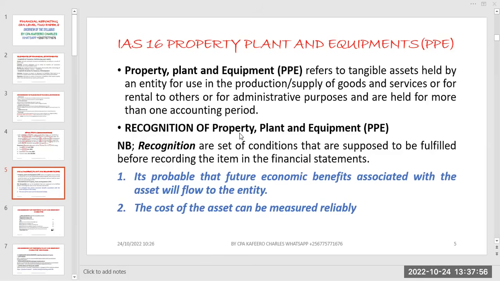So if it is for market appreciation, if it is for rental, mainly rental to others to earn rental income, then those ones are grouped into investment assets, and those investment assets are treated under a different standard, and that is IAS 40, which handles those investment property, as we are going to be seeing when we look at that standard.